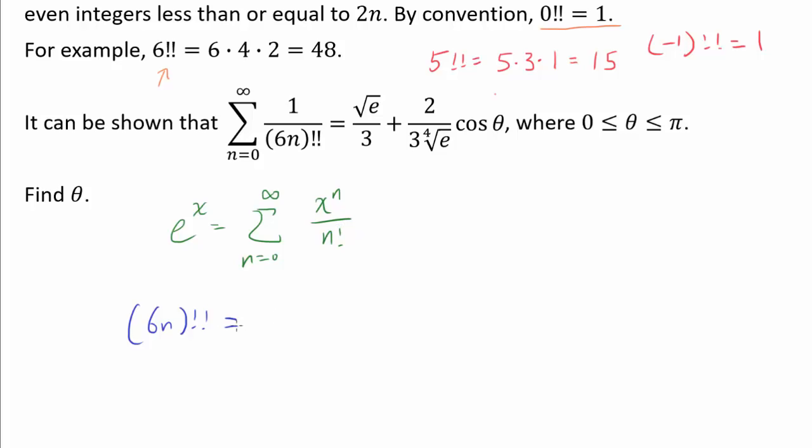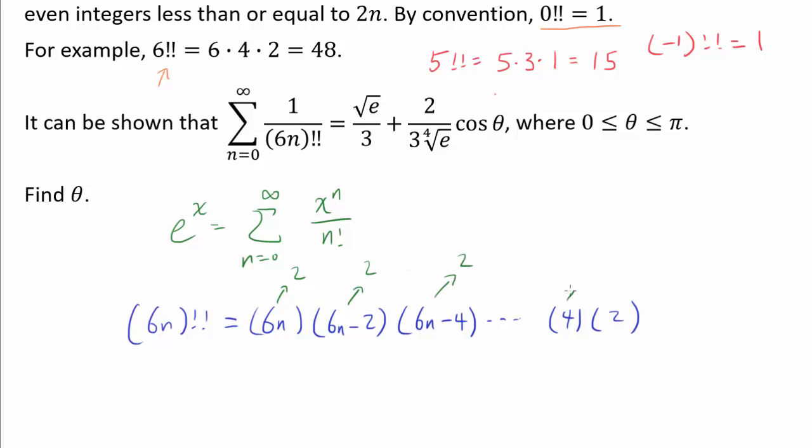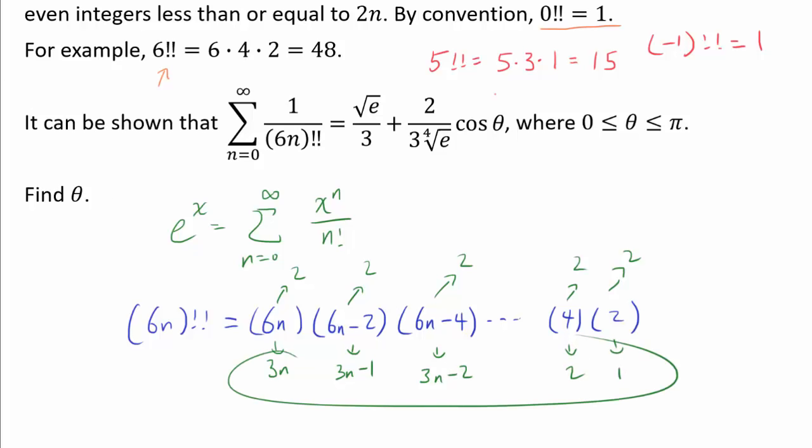Well, 6n is even, so 6n double factorial is going to be 6n, 6n minus 2, 6n minus 4, all the way to 4 times 2. And since we are multiplying even numbers together, we can simply take out 2 from each expression. So we can take 2 out from here, 2 out from here, and so on. So the remaining part is going to be 3n times 3n minus 1 times 3n minus 2, all the way to 2 times 1, which is the familiar 3n factorial, not double factorial.